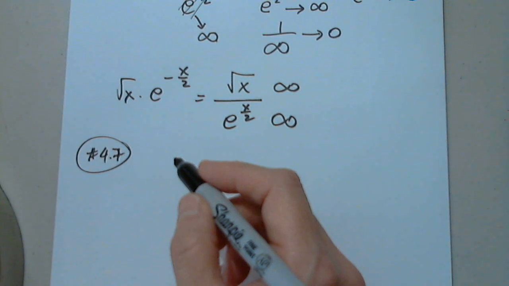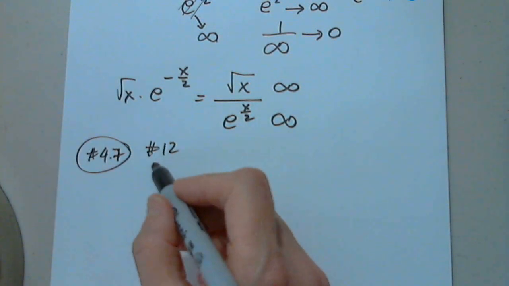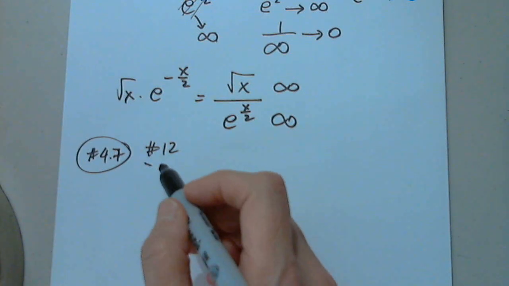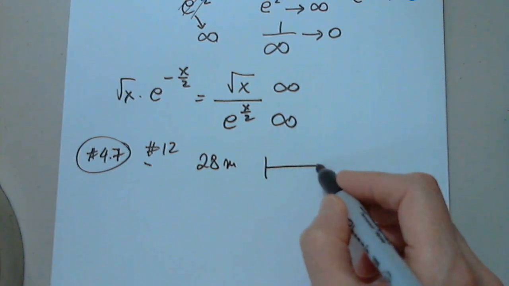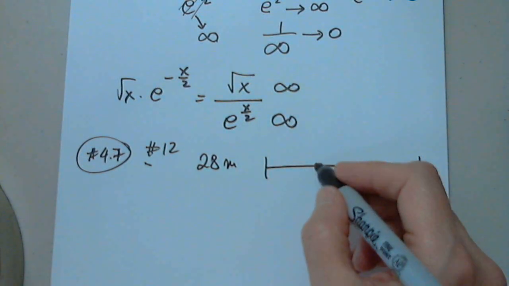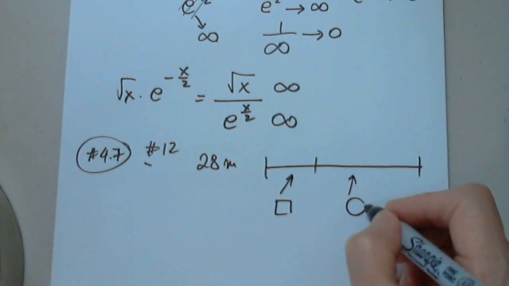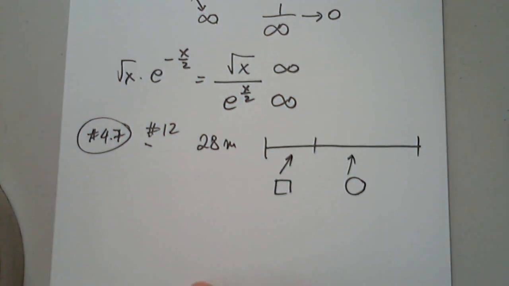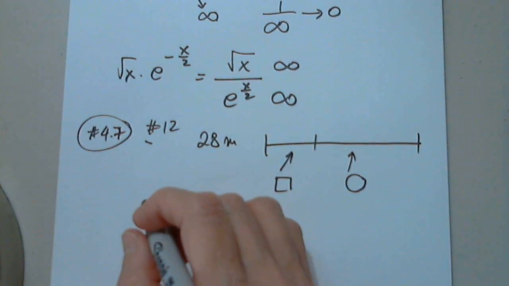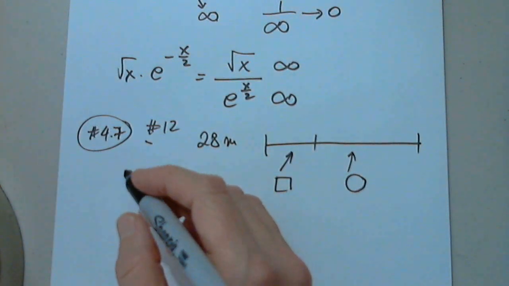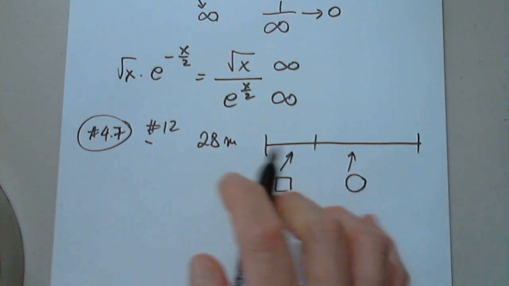Yeah, so I guess if you want to look at number 12 from 4.7, the problem asks about a piece of wire which is 28 meters long and is cut into 2 pieces. One piece is bent into a square and the other is bent into a circle. The first part of the question asks how much wire in meters should be used for the square in order to maximize the total area.